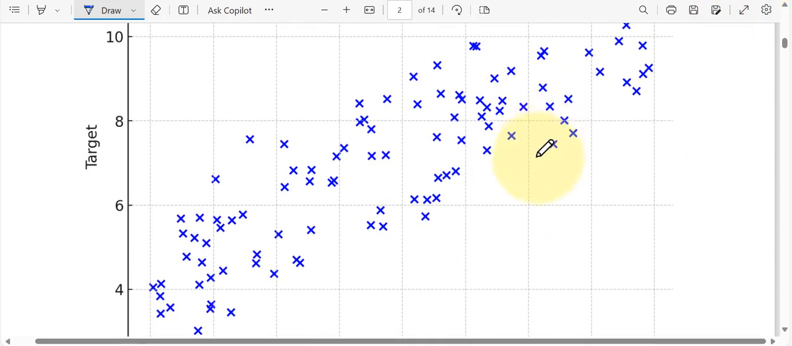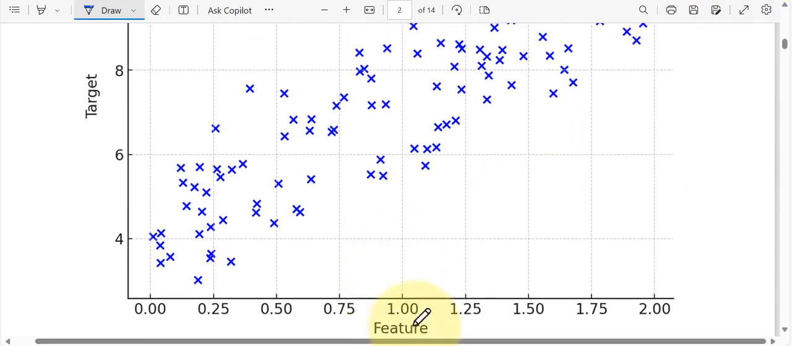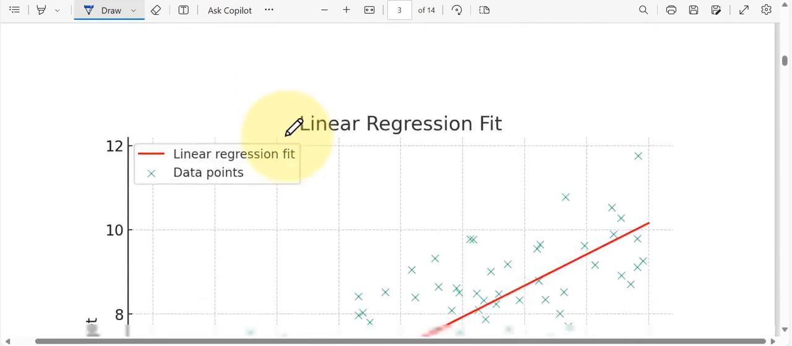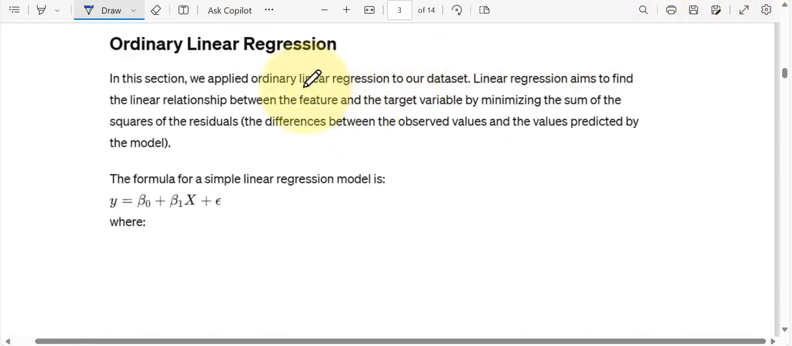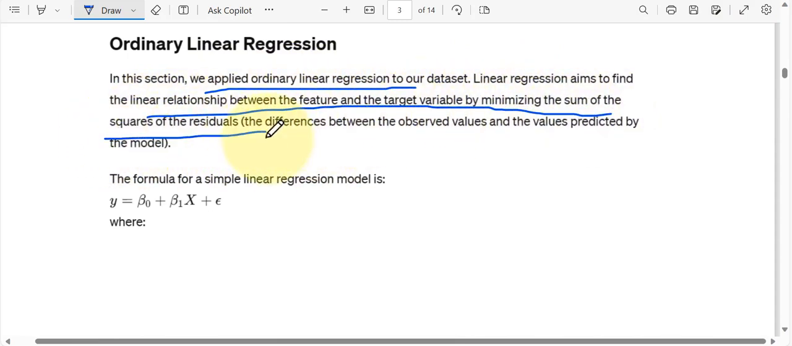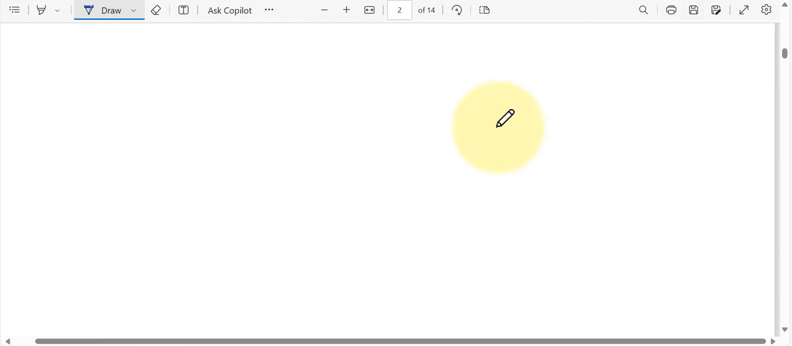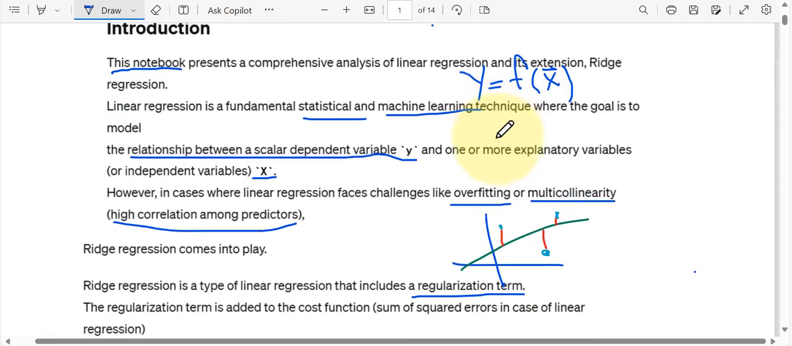So here's just a picture of some data. The input variable feature, we could call it the feature, and the output variable, we could call it the target, and of course we just have a line that fits it. So when we fit that line, we apply ordinary linear regression, and linear regression aims to find the linear relationship between the feature and the target by minimizing the sum of the squares of the residuals, which is the difference between the observed value, which is the blue dots up here, and the green predictions.